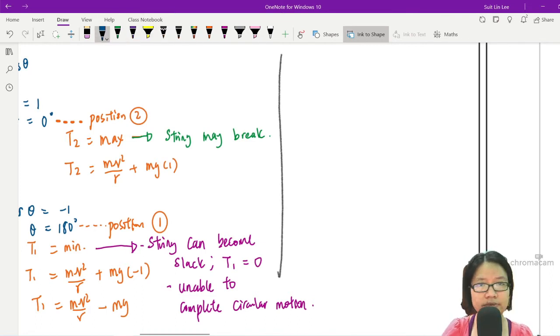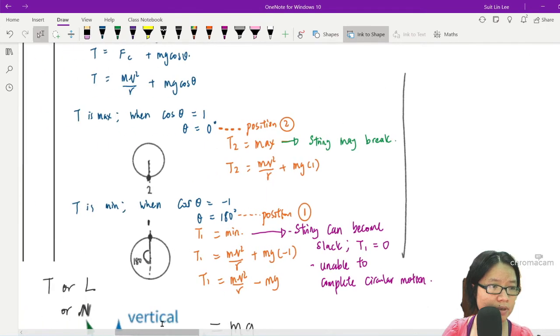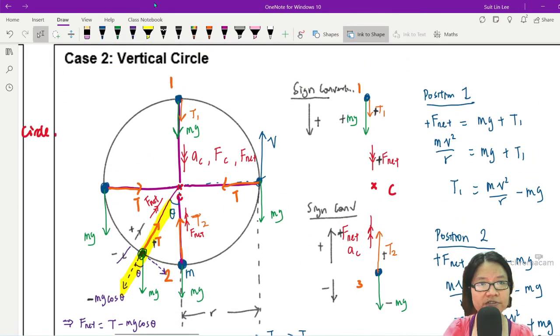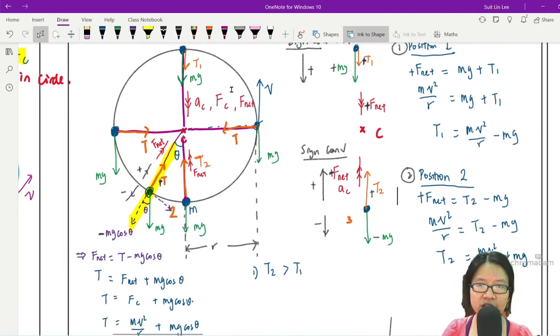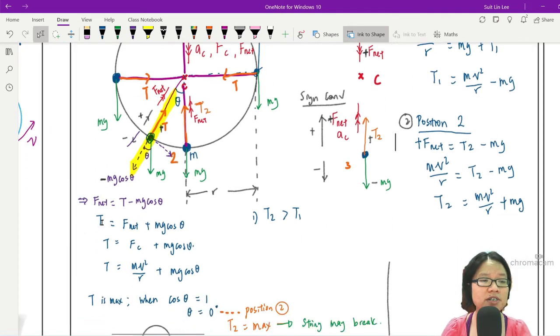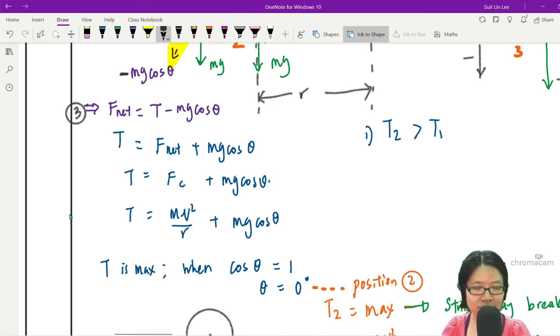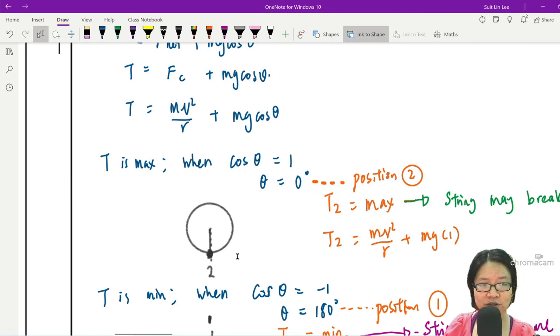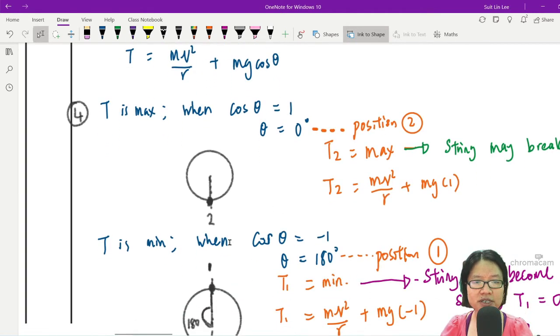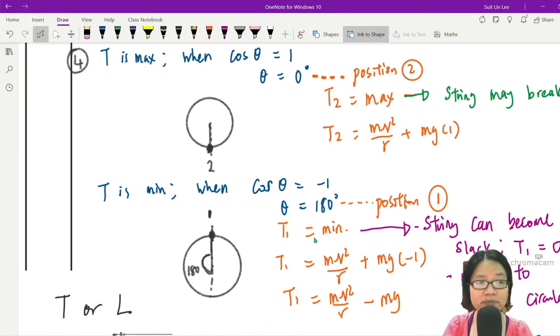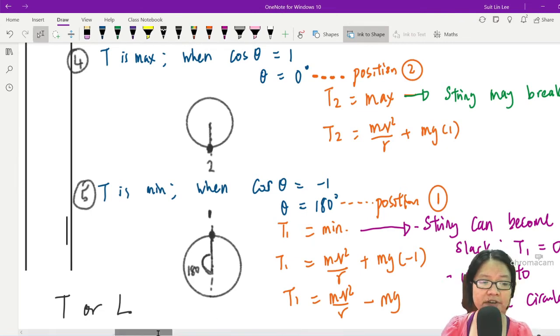Okay, so let's label a bit. At first, I look for position 1, and then I look for position 2. I found that the tensions are of different magnitude, so I decided to see if I could find tension in terms of theta, trying to confirm my understanding that the maximum is at the lowest position, which I have confirmed. So this is number 4. And tension is minimum at the highest position, which I have confirmed. This is number 5.